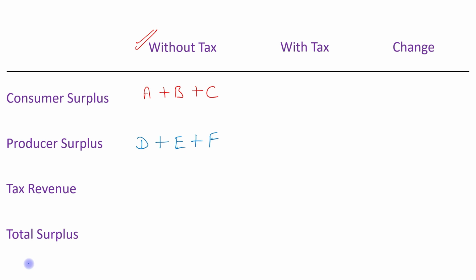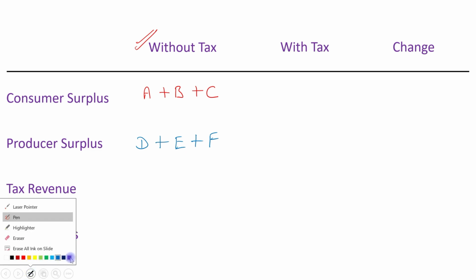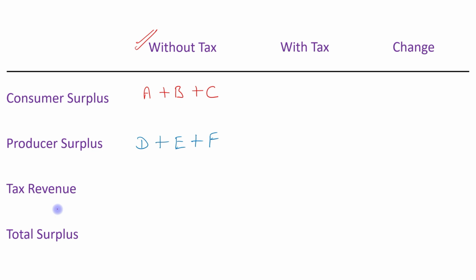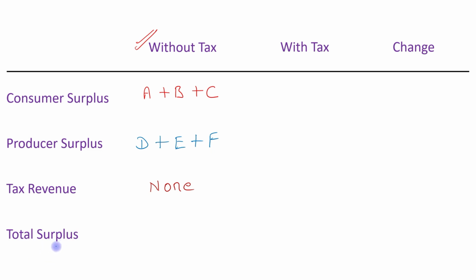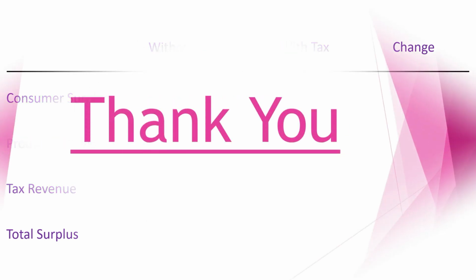Now let's talk about tax revenue. In our case, because this is a case of without tax, tax revenue will be 0. That means we can write none. And finally, if we talk about total surplus, we know that total surplus is the sum of consumer surplus and producer surplus. So I can write A plus B plus C plus D plus E plus F. This is total surplus. Clear? Thank you.